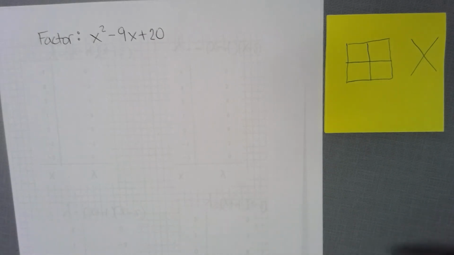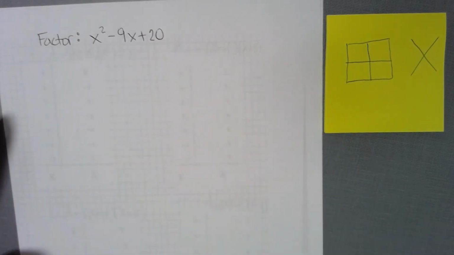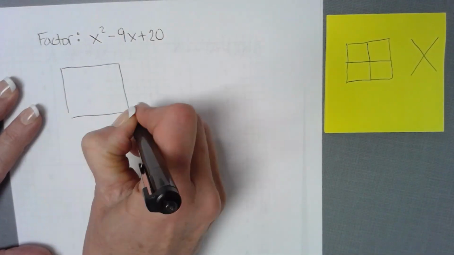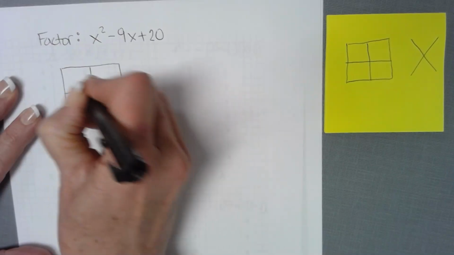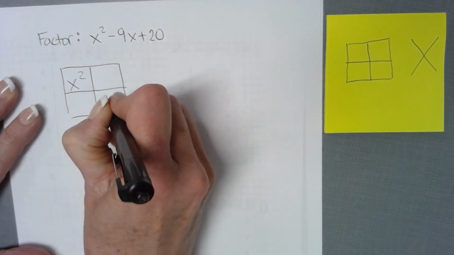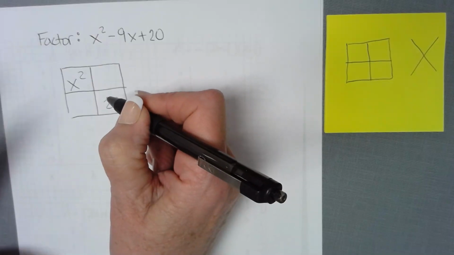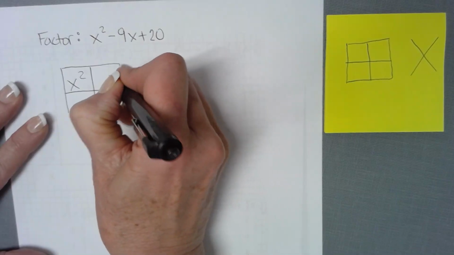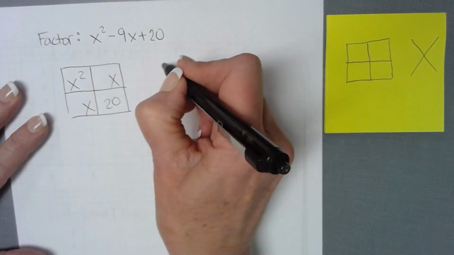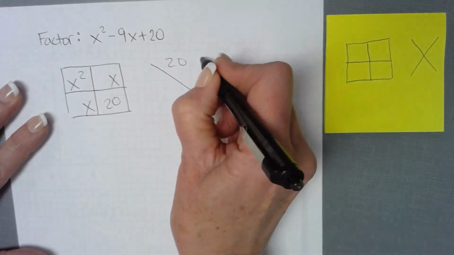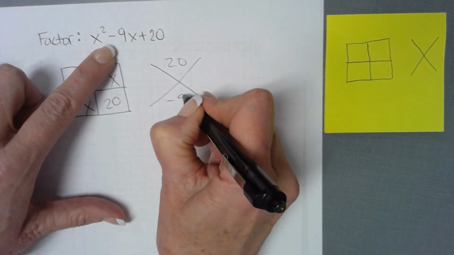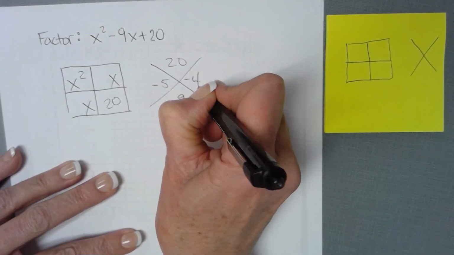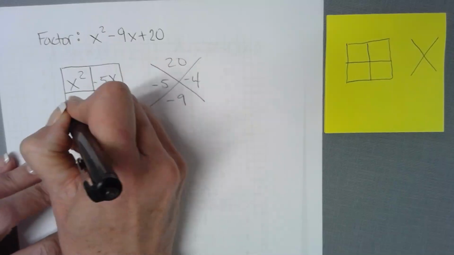Okay, folks, if I could get everybody to stop talking for a minute. I do have a couple important things to tell you about this. When you multiply these together, let's go ahead and put x's there. When you multiply these together, I am trying to combine to get to a negative 9. It's negative 5 and negative 4.